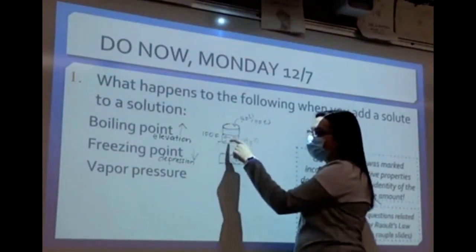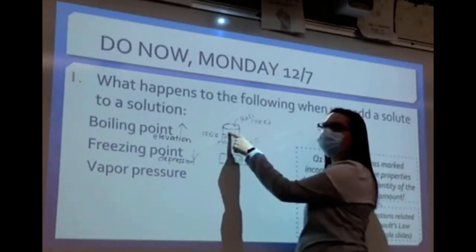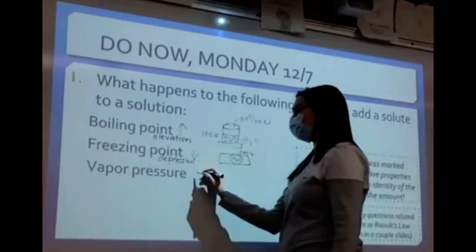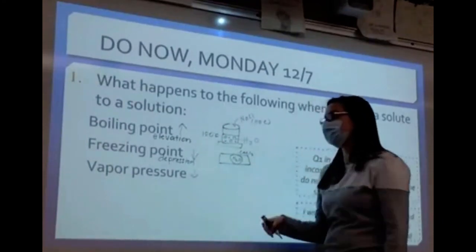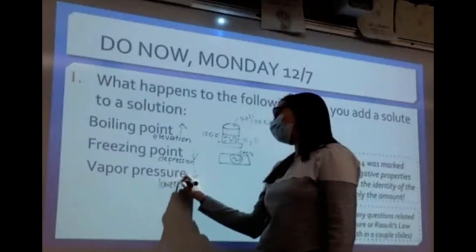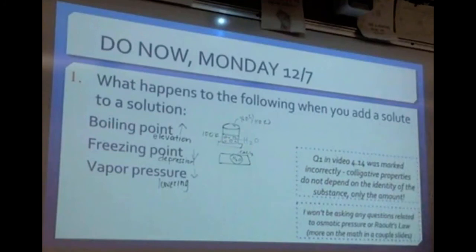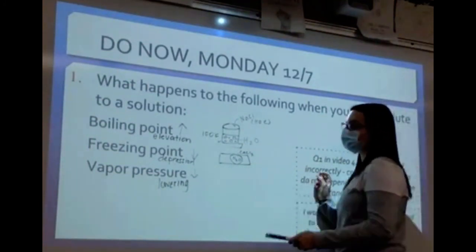It's harder for the water molecules to escape the liquid phase and become gas. You're going to have less gas up here, so you're going to have a lower vapor pressure. So vapor pressure will go down. And again, the term for the colligative property is vapor pressure lowering. So you have boiling point elevation, freezing point depression, and vapor pressure lowering.